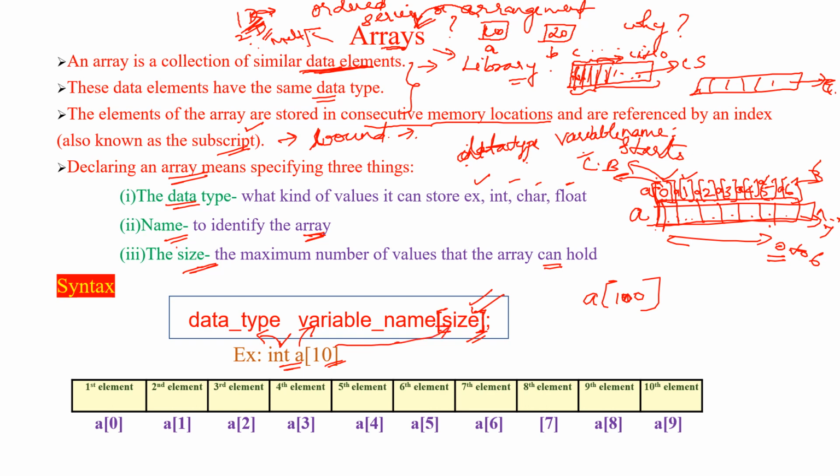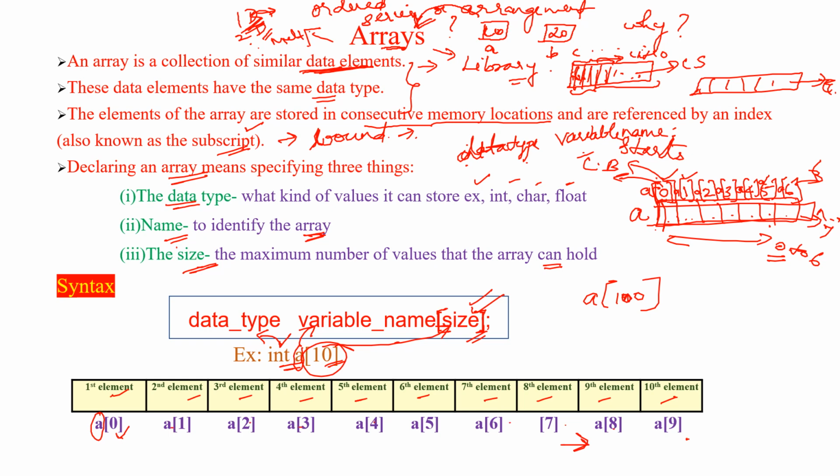So what will your memory look like? These are your 10 elements: element 1, element 2, 3, 4, 5th element, 6th element, 7th element, 8th element, 9th element, 10th element. Because the maximum size is declared as 10, and the array name is a, you have a of, and the index is 0, 1, 2, 3, 4, 5, 6, 7, 8, 9.